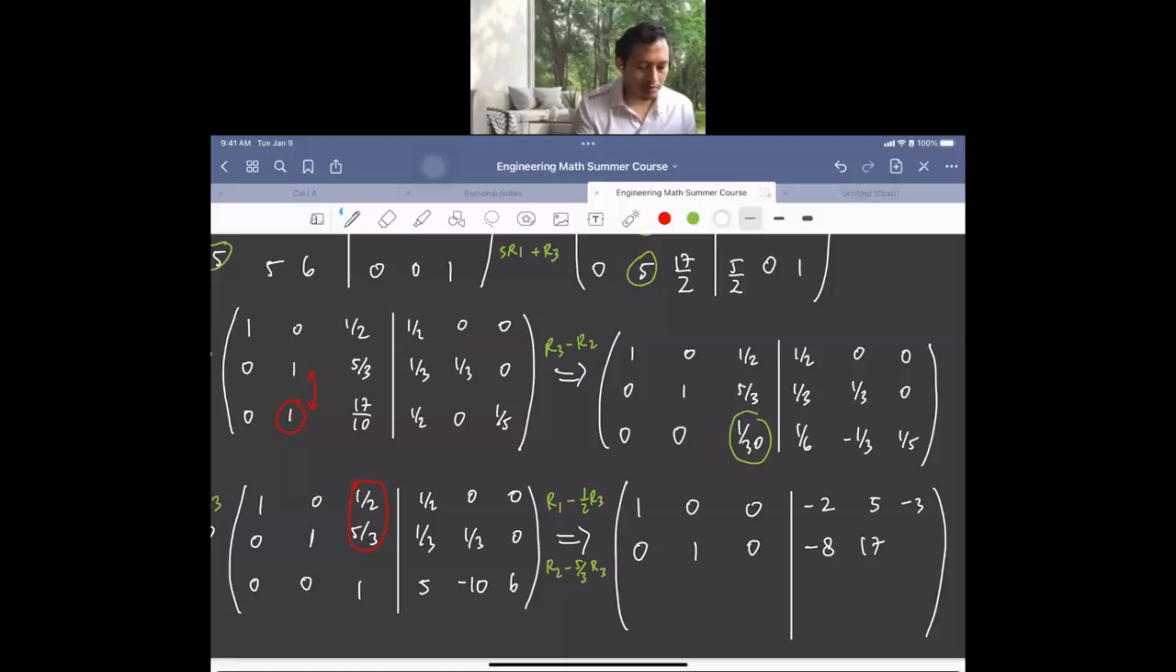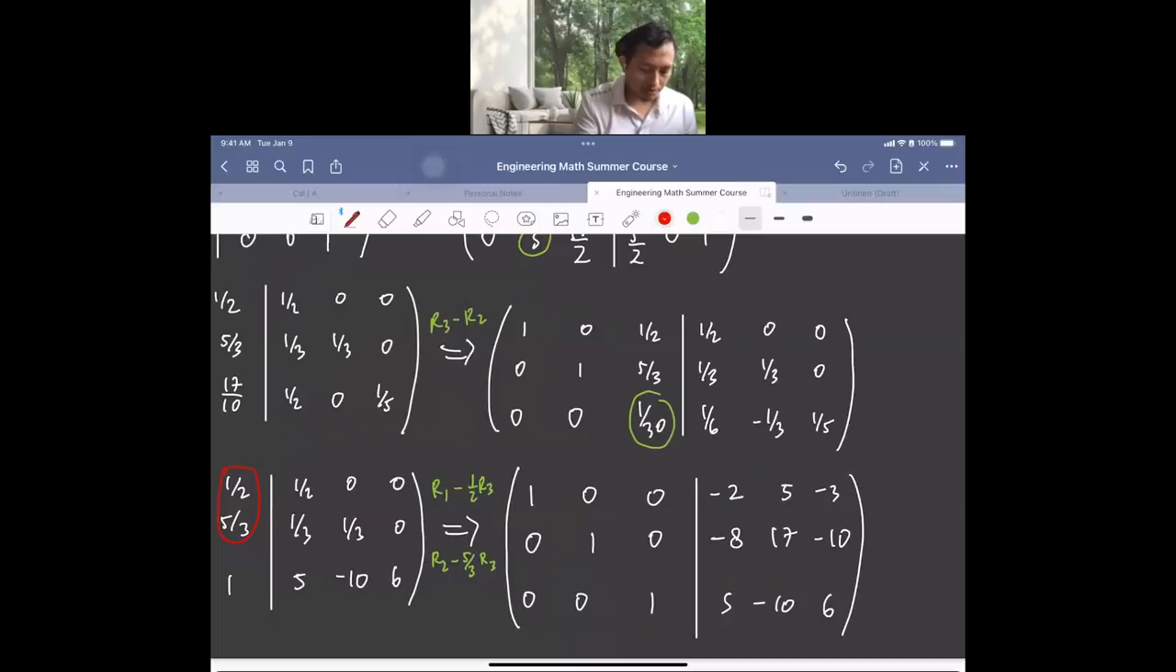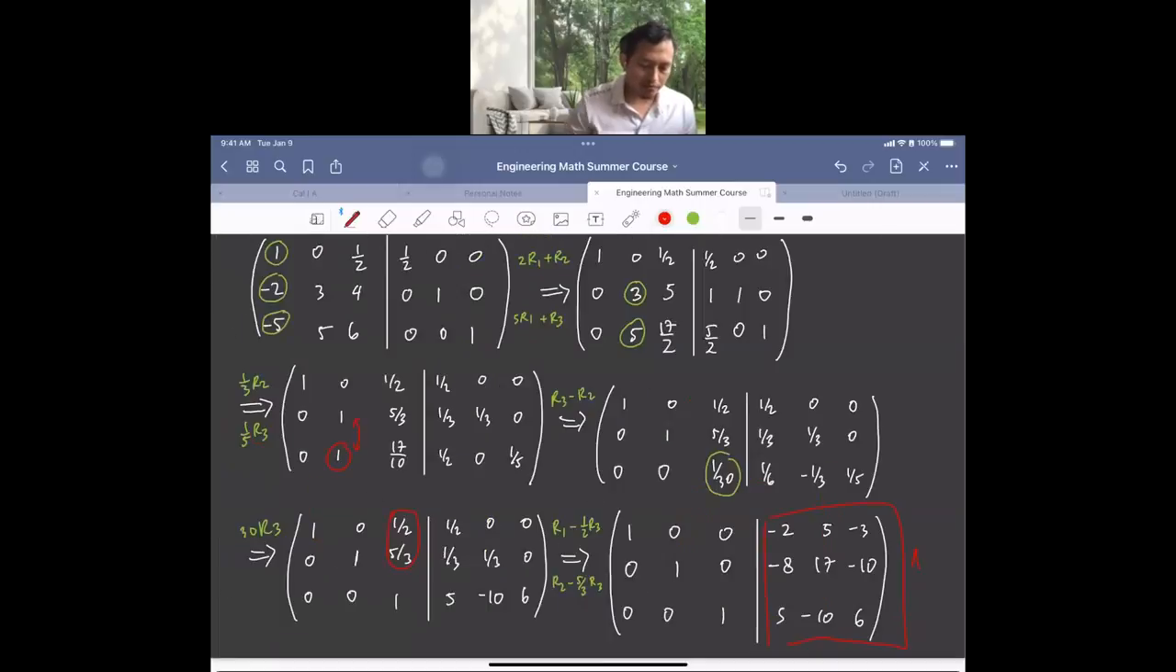And lastly, 0 minus 6. 30 divided by 3 is 10, so negative 10. And this is 0, 0, 1, 5, negative 10, 6. Now we already have this, and we can say that this will be the inverse. Okay, this will be the inverse of A, by the row operation.